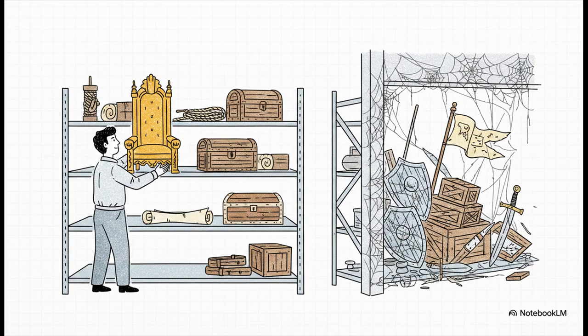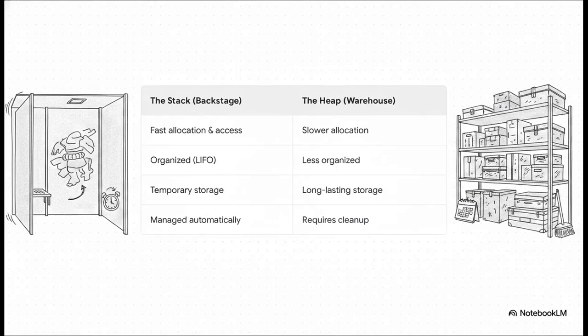They're like props that aren't tied to just one scene. It gives you a ton of power and flexibility, but unlike the self-cleaning backstage area, the warehouse can get really messy. It needs more deliberate management. So let's just put them side by side to make it super clear.